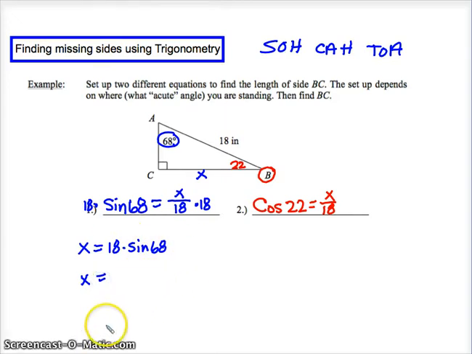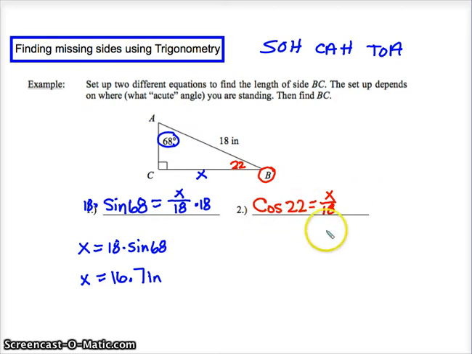You're going to punch in 18 times. Then you'll hit the sine button. That should bring up a set of parentheses, and you're going to go ahead and put in 68 and then close those parentheses and hit equals, and you should get, we'll round to the nearest tenth here, 16.7. Right, the unit we're using right now is inches. So 16.7. But what if we use cosine?